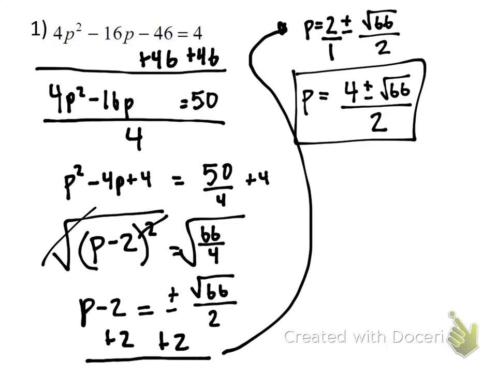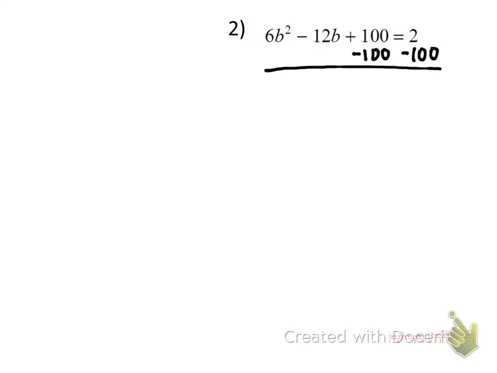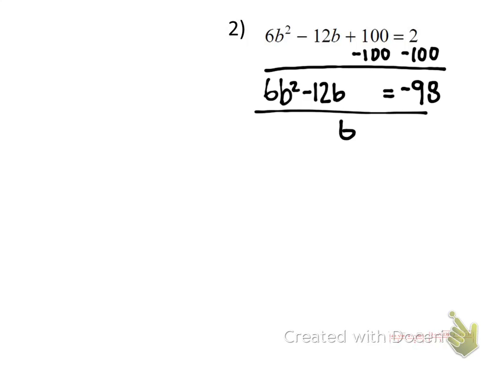Okay, number 2. First thing you want to do is subtract 100 on both sides, and I'm actually going to do that first here, because we'll move all the constants to the right hand side. We got 6b squared minus 12b. I'll leave a little space. It is equal to negative 98. Okay. Next step, divide both sides by a, which is 6 here.